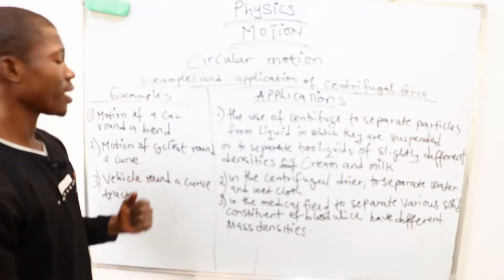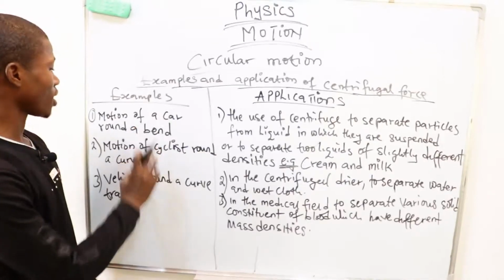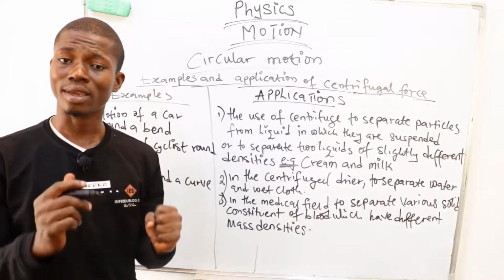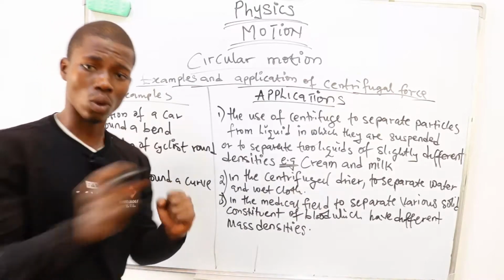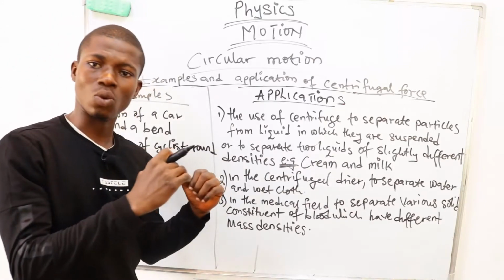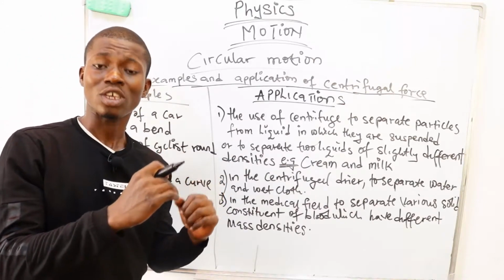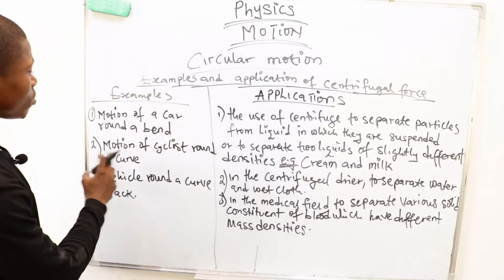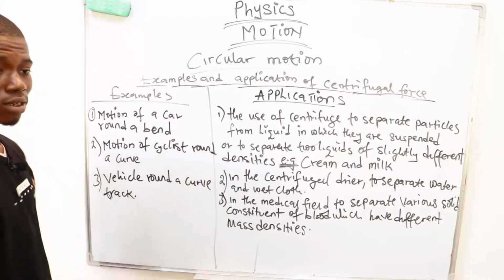Okay. Over here are our examples and applications of centrifugal force. Our number one example is the motion of a car around a bend. When you are inside a car at a bend, if the car is trying to go around that bend, there must be a shift inward from you to balance what? The tug or the force of the car so that you will not fall.